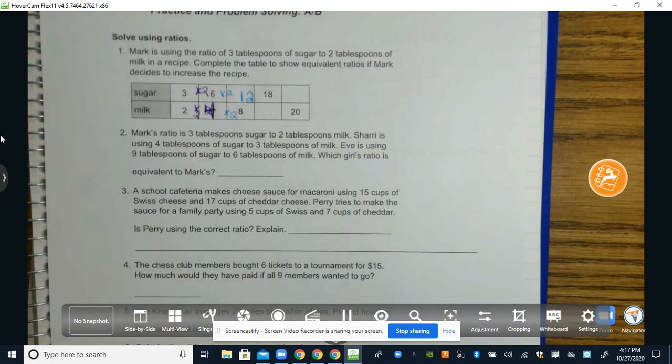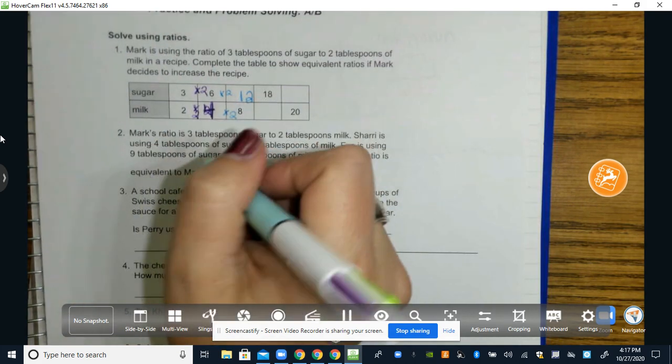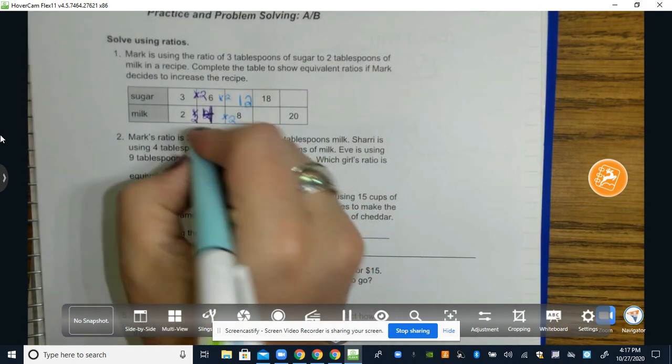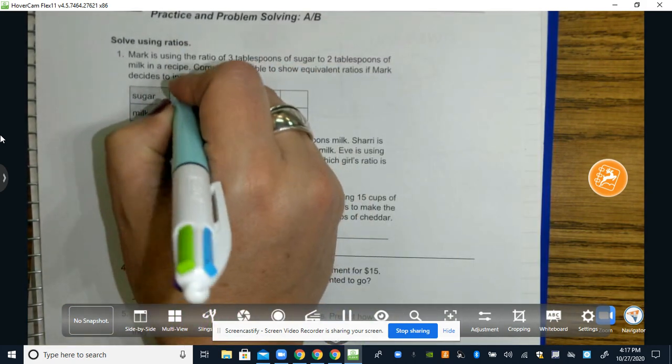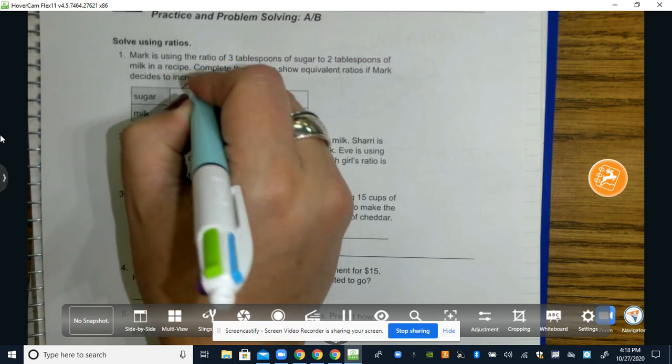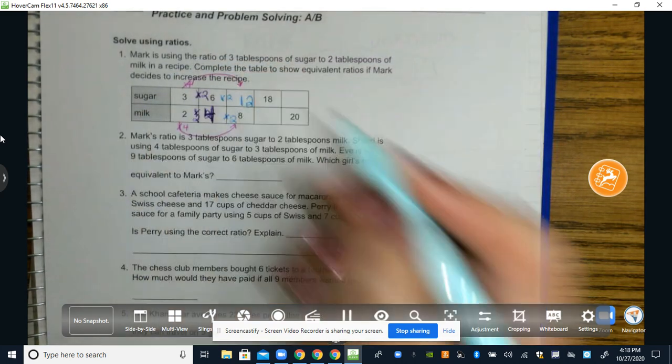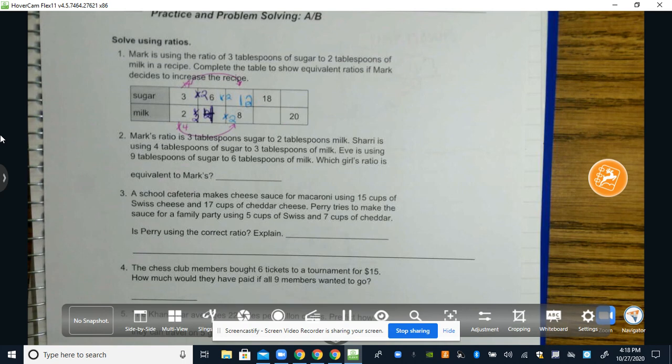You can also go back and say, oh, look, 2 times 4 gives me 8. 3 times 4 gives me 12. Same number, just a different way to look at it.